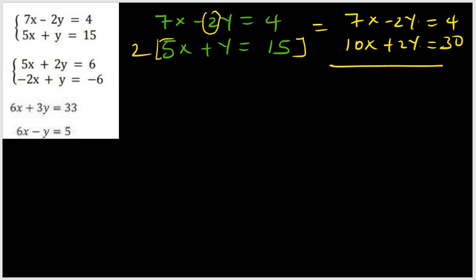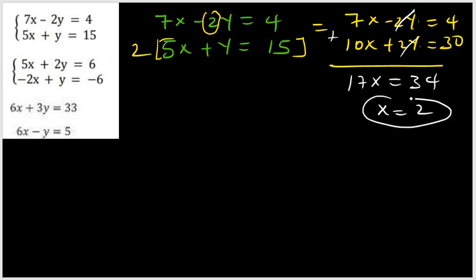So what to do here? We can cancel negative 2y and y when we add, and 7x plus 10x will be 17x, which is equal to, when you add the other side, 34. If you divide by 17, x is equal to 2.